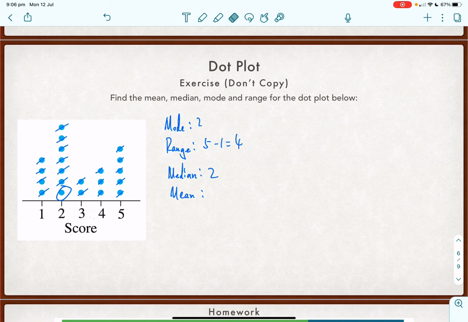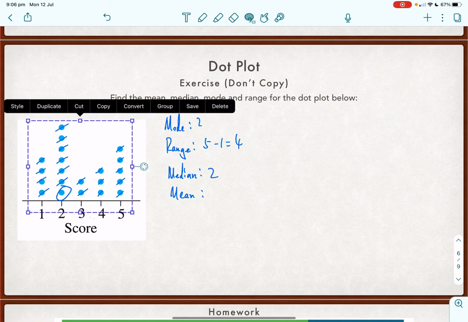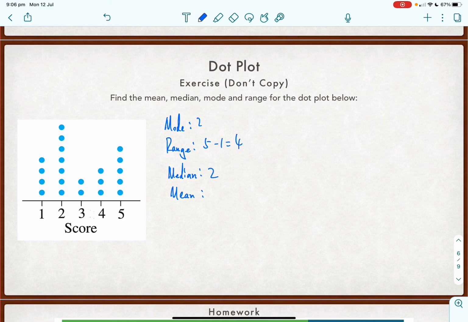Mean. Again, I think we're going to find out how many numbers we have. So we got 1, 2, 3, 4, 5, 6. 1, 2, 3, 4, 5, 6, 7, 8, 9, 10, 11, 12, 13, 14, 15, 16, 17, 18, 19, 20, 21. So divide by 21. Now add them together. 4 ones is a 4. 1, 2, 3, 4, 5, 6, 7 plus 14. 2 times 3 is 6. 4 times 3 is 12. 1, 2, 3, 4, 5. 5 times 5 is 25.